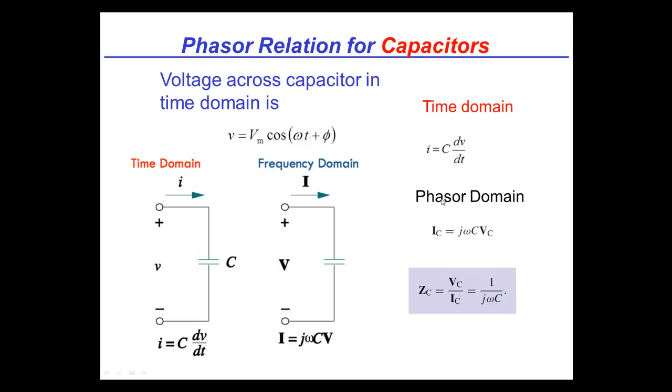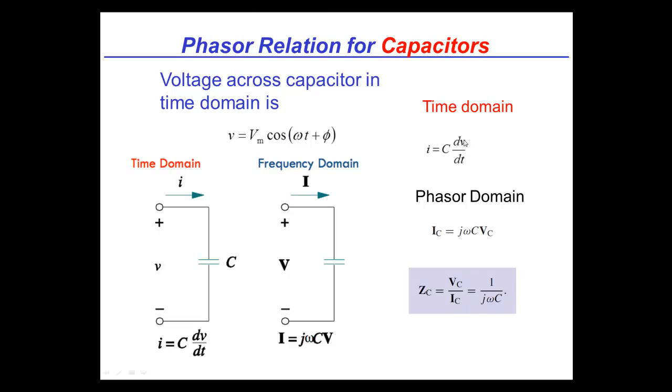In the phasor domain, using the same analogous framework, remember that when we took a derivative in the phasor domain, we just wrote that as j omega. So where we had I is equal to C dV/dt, we write I_C, the current through a capacitor in the phasor domain, is equal to j omega C times the voltage V_C. This is the phasor domain relationship for a capacitor relating the current to the voltage, and then we can correspondingly write the impedance for a capacitor as the voltage divided by the current.